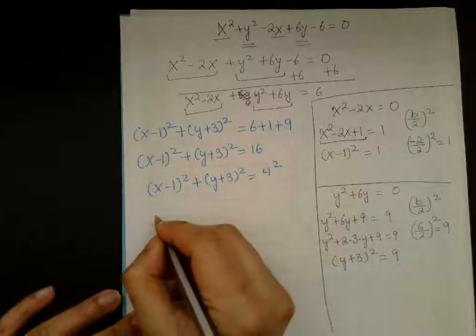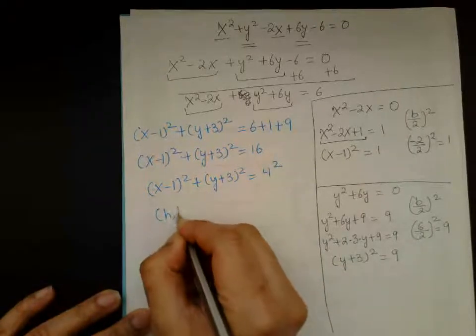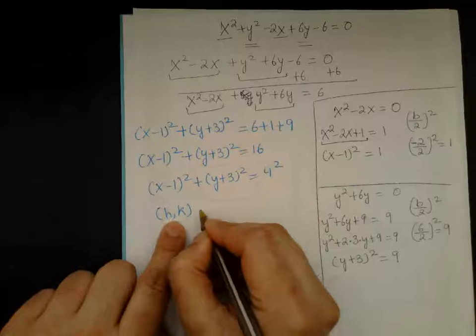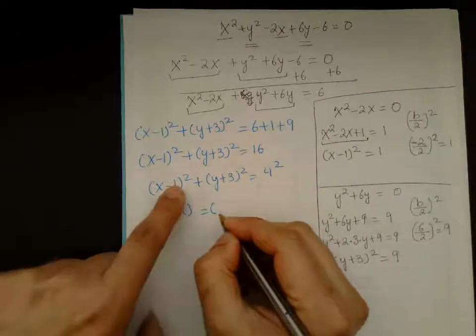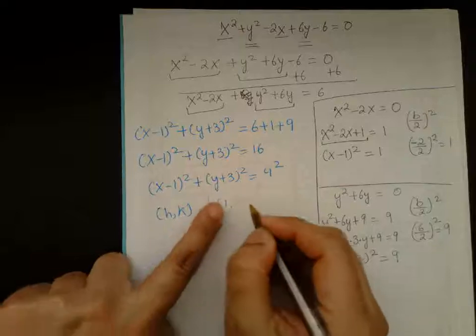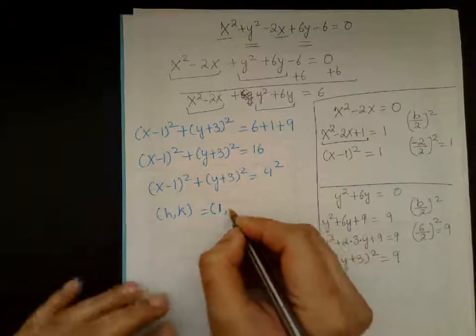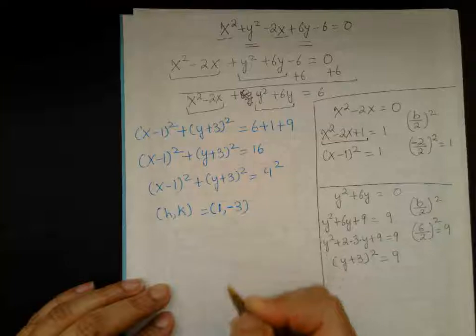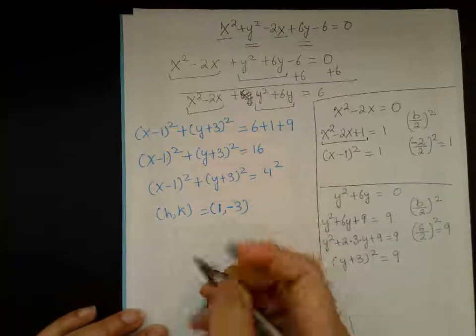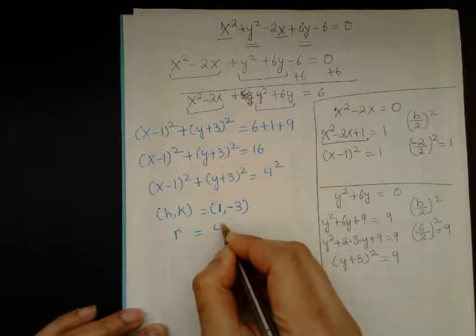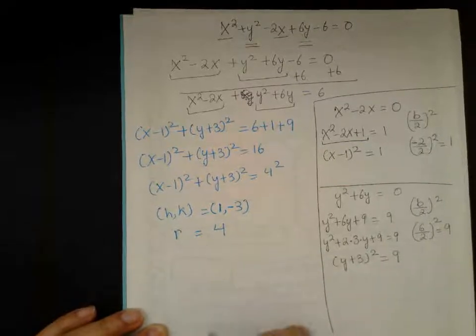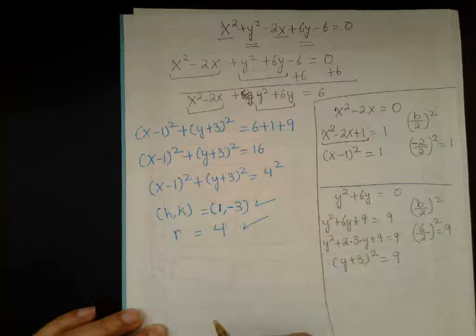So what is the center point? The center point is always the opposite, because it is minus 1, that means h will be 1. It is plus 3, that means it will be negative 3. And this is r. So the radius is nothing but 4. And we are done with this problem.